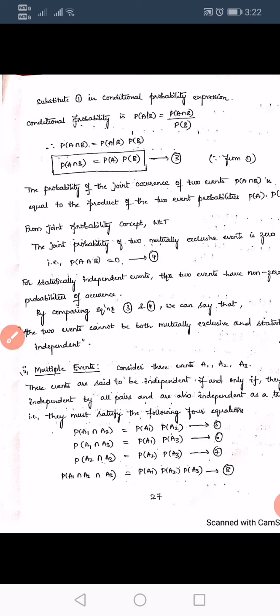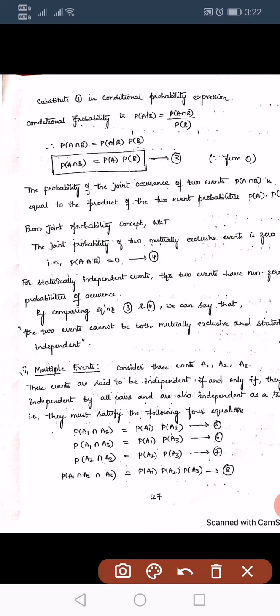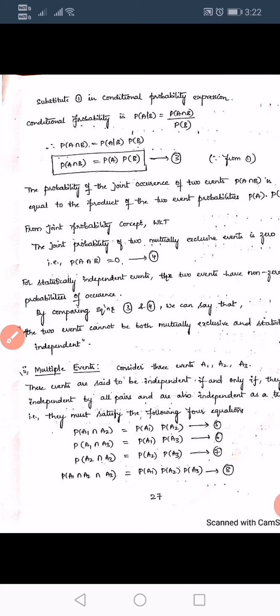Okay, next one, for multiple events. This is for two events. Multiple events also we can define the same. P of A1 intersection A2 equal to P of A1 into P of A2. P of A1 intersection A3 is P of A1 into P of A3. P of A2 intersection A3 is P of A2 into P of A3. In the same way, for the three events we define P of A1 into P of A2 into P of A3. Now properties of independent events.